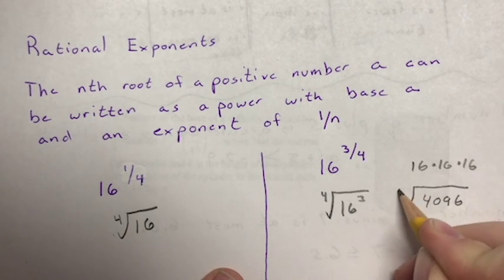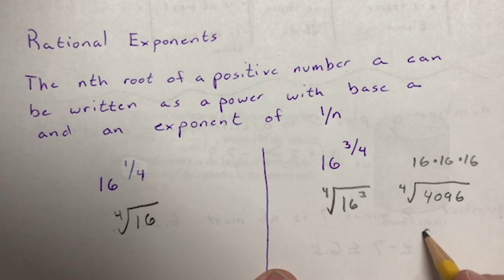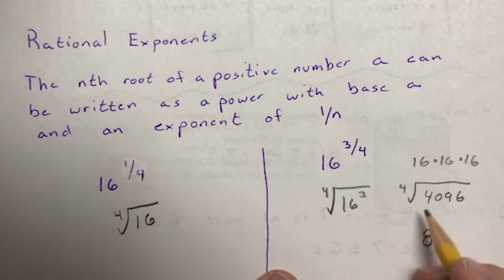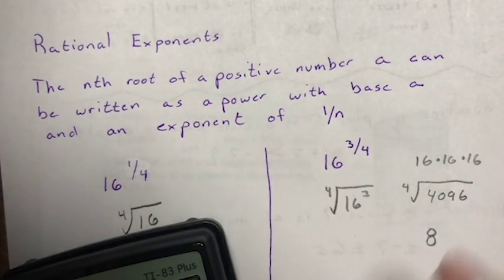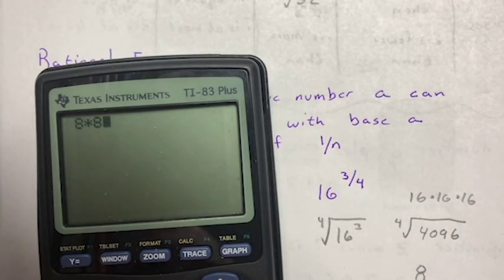4,096. I'm asking what number when multiplied by itself 4 times gives me that, and now it's a matter of trial and error again. Like I said, this is really a pain when I don't have a calculator. But if I were to do all this correctly, I would find out that 8 is the answer. 8 multiplied by itself 4 times, and I can prove it right here: 8 times 8 times 8 times 8, and I get that.